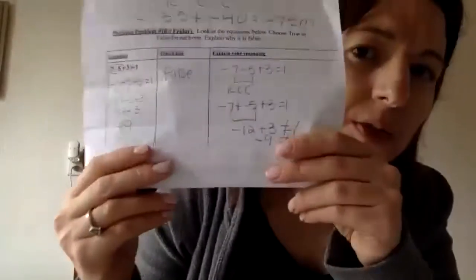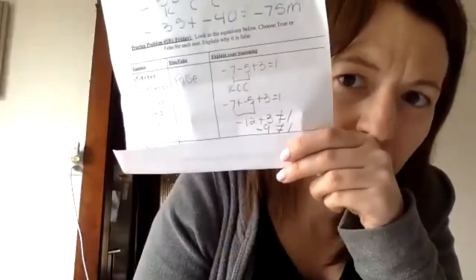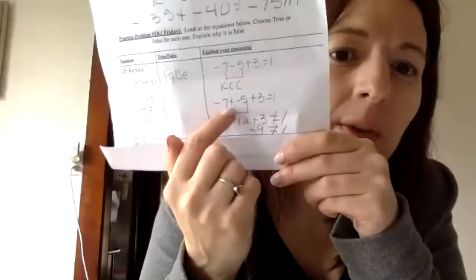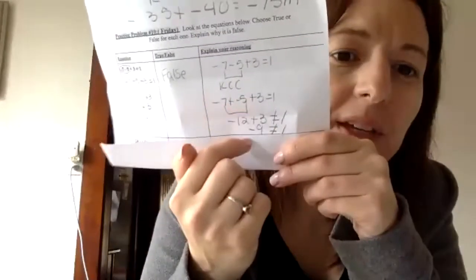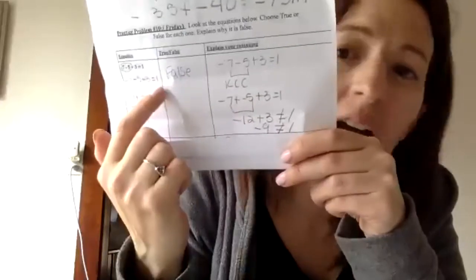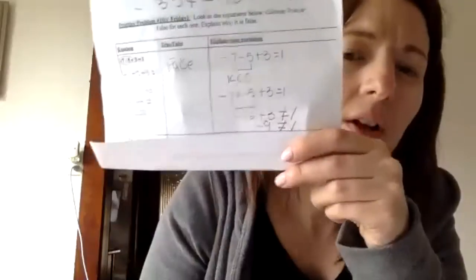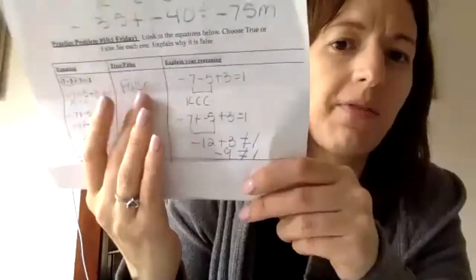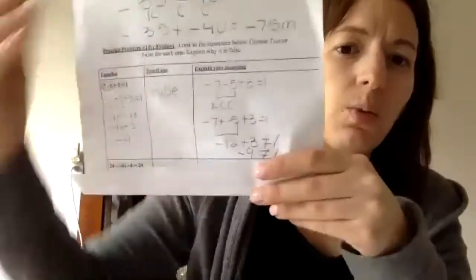So exactly what Yusuf said. And Yusuf, correct me if I'm wrong. You have to do keep, change, yes? Yes. You did it in your head, right? Yes. So negative 7 plus negative 5 is negative 12, plus 3 is negative 9. Negative 9 is not 1. Therefore, the answer is false. So put false and put the work under here. Don't worry about this side. Just worry about false and then work.